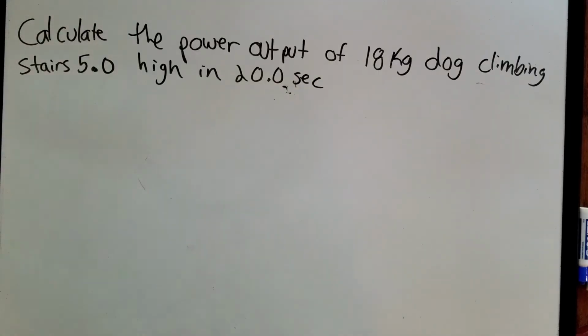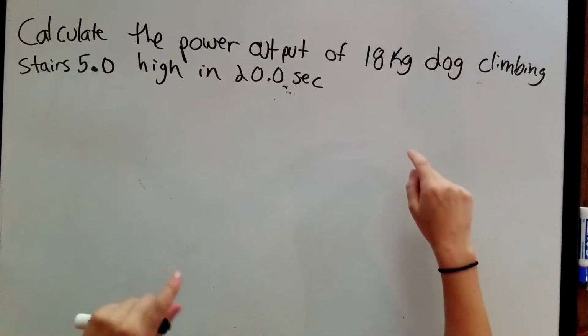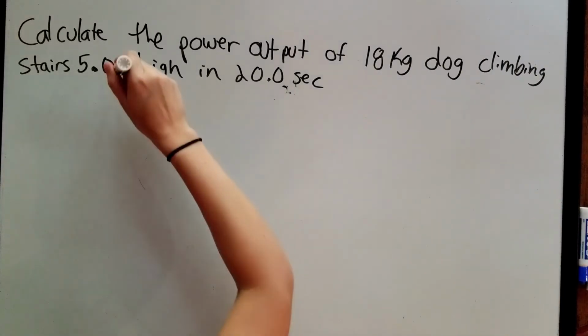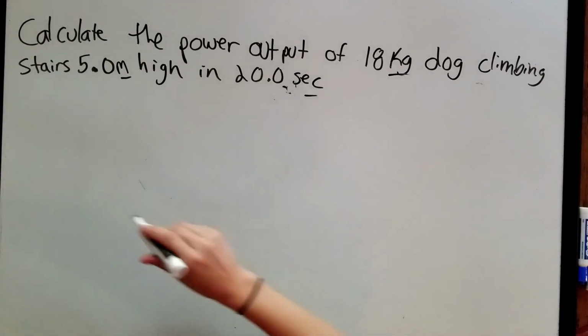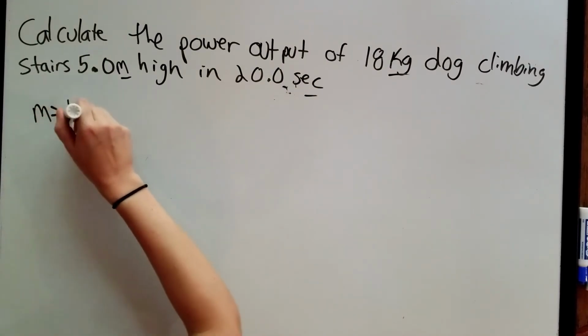So here, we're going to calculate the power output of an 18 kilogram dog climbing stairs that are 5 meters high in a time of 20 seconds. So, conversions: this is supposed to be meters, so we're good on that. Kilograms good, seconds good. So now let's label these with variables, with letters. It should be second nature by now.